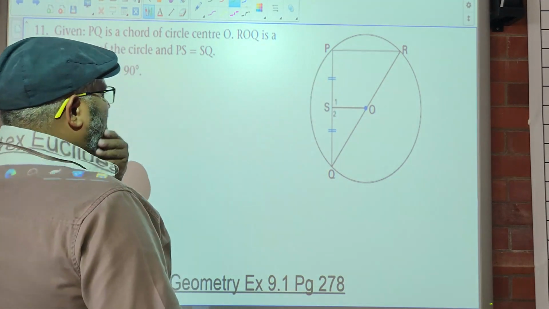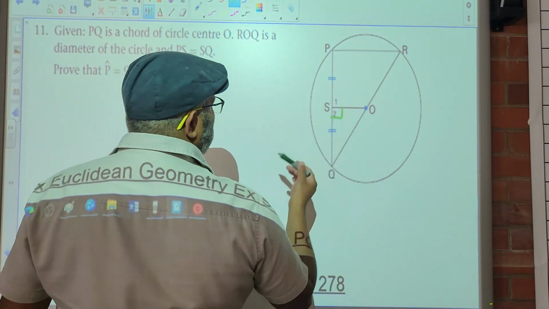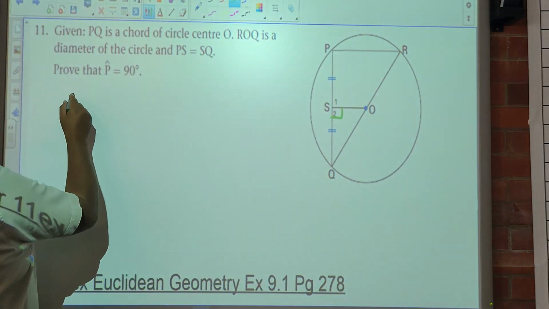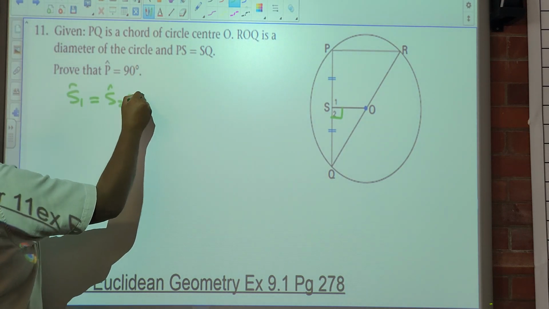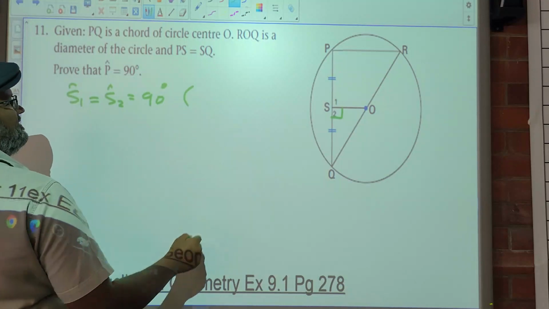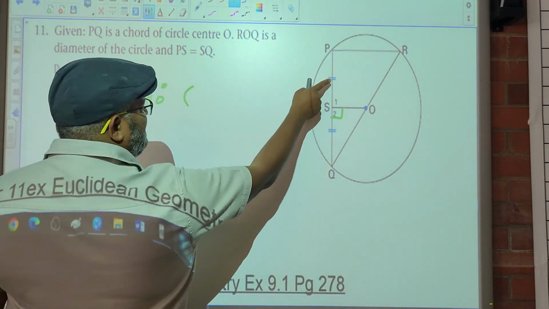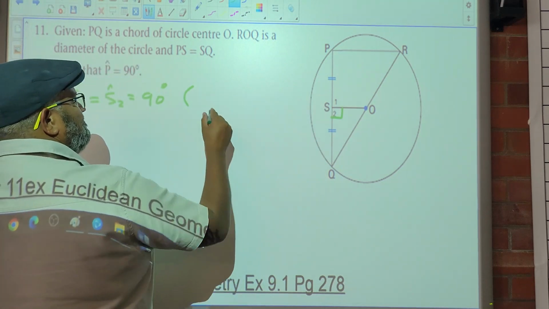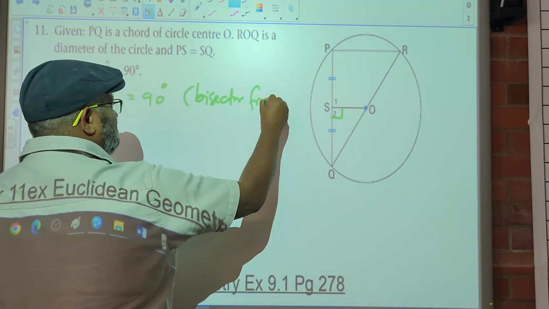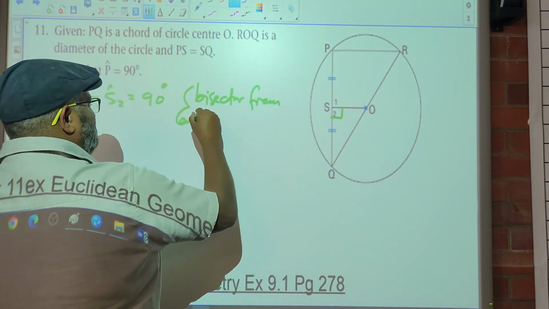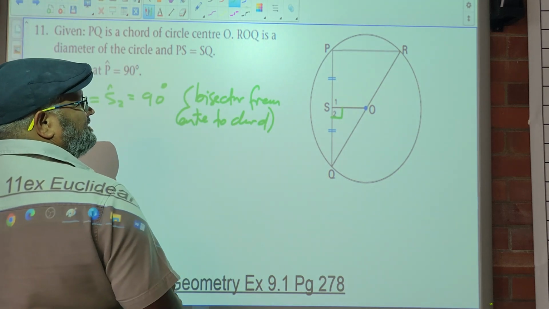Okay. But we know that S1 and S2 is 90, not so. So we say that S1 is equal to S2, which is equal to 90. Why? What do you see in the diagram? What is given? Bisector from center to chord. By six to four. Okay.